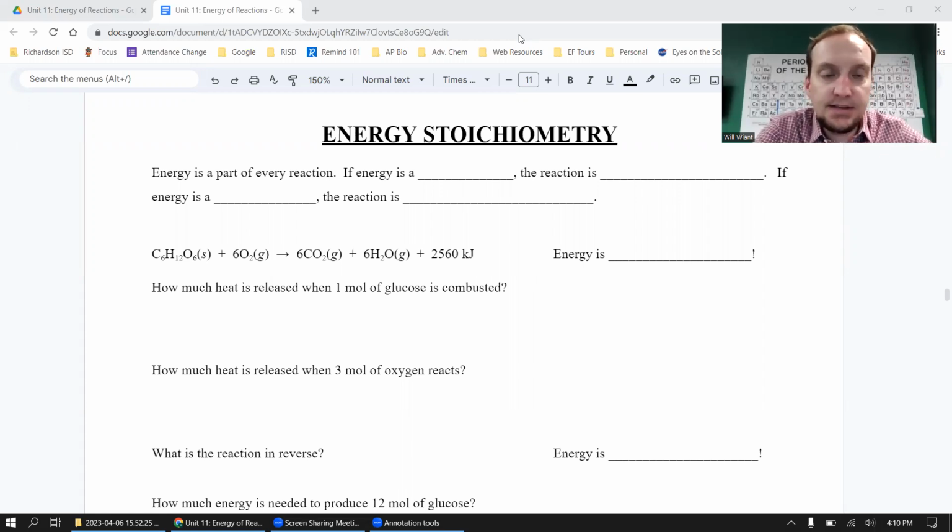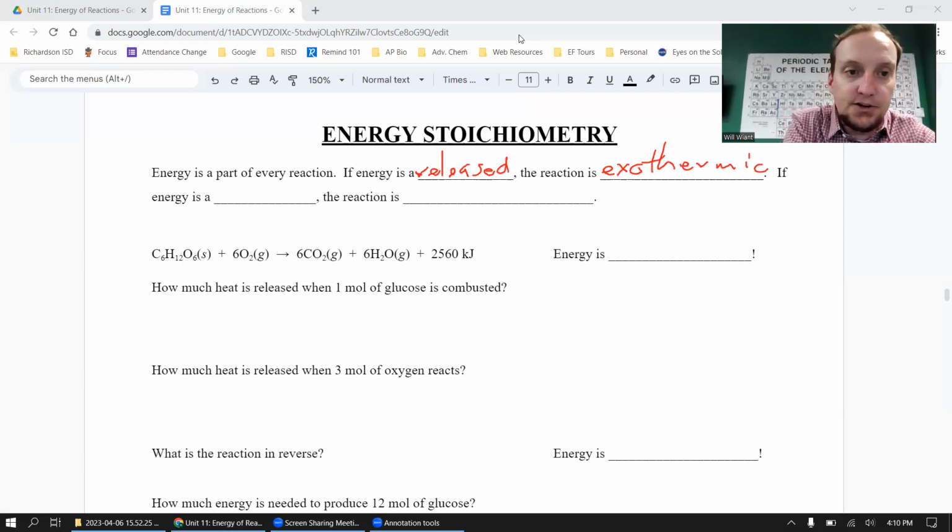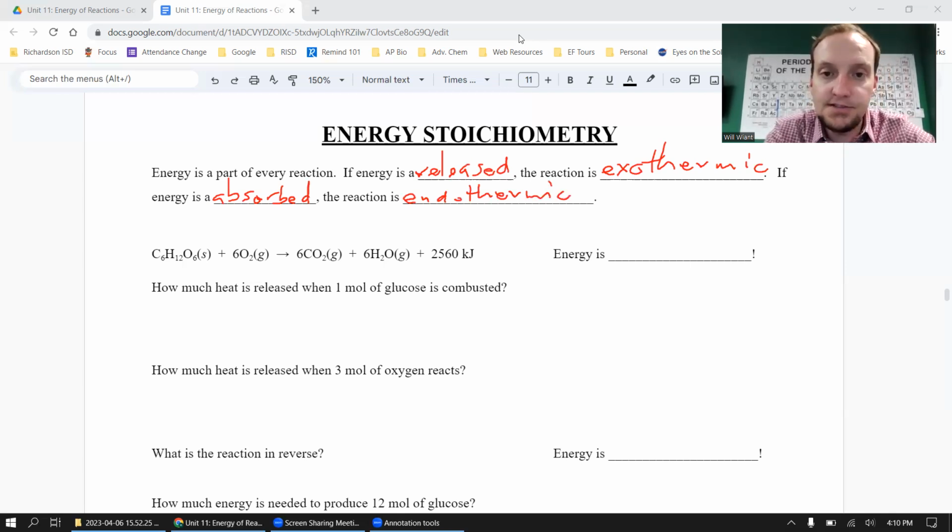So basically, to get started, it says that for any reaction, we have not talked about this much for this entire school year yet, but energy is a function of every single chemical reaction. So if energy is going to be released, then as you probably already know, that is going to be an exothermic reaction. On the other hand, if energy is absorbed, then that will be an endothermic reaction. Okay, so again, that's just review. We learned that already earlier this unit several times over.